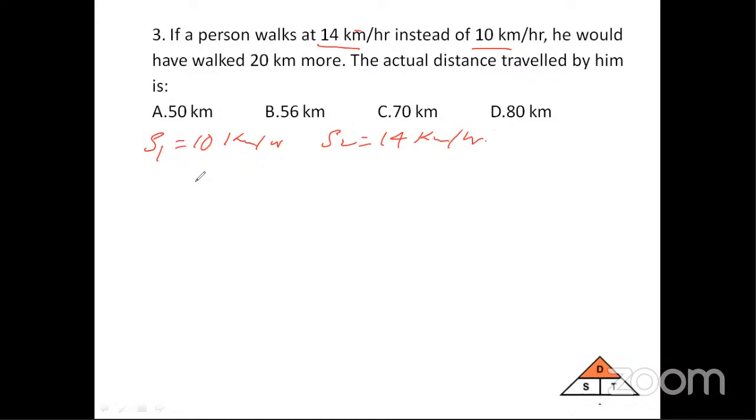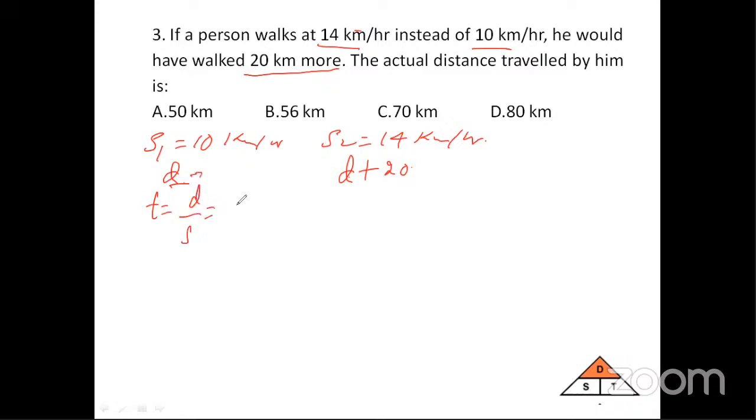When he travels at 10 km per hour, the distance is D, for example. When he is traveling at 14 km per hour, he would have walked 20 kilometers more, which means D will become D plus 20. The actual distance traveled by him. Now we have S and D, which means we need T. T means D by S.